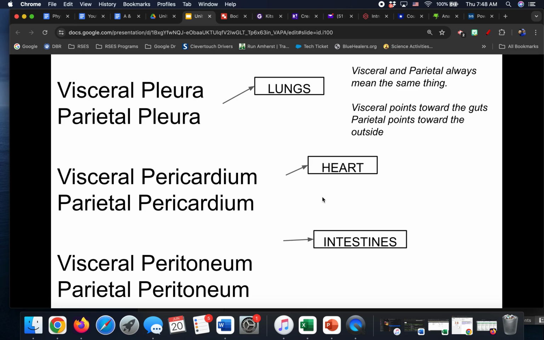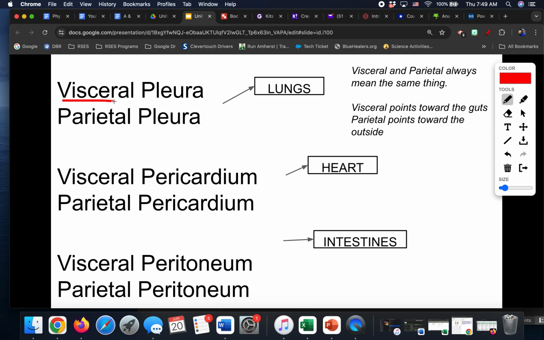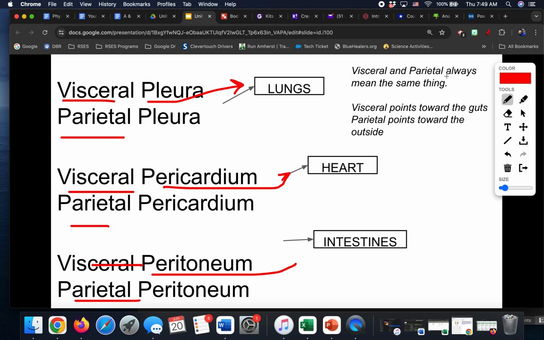And this is just showing the same thing we just said. Every time, parietal means outer layer of the membrane, visceral inner. Outer, inner, outer, inner. And then it's called pleural because pleural refers to the lungs. Pericardium refers to the heart. Peritoneum refers to the intestines because it's covering the stomach, large and small intestine.